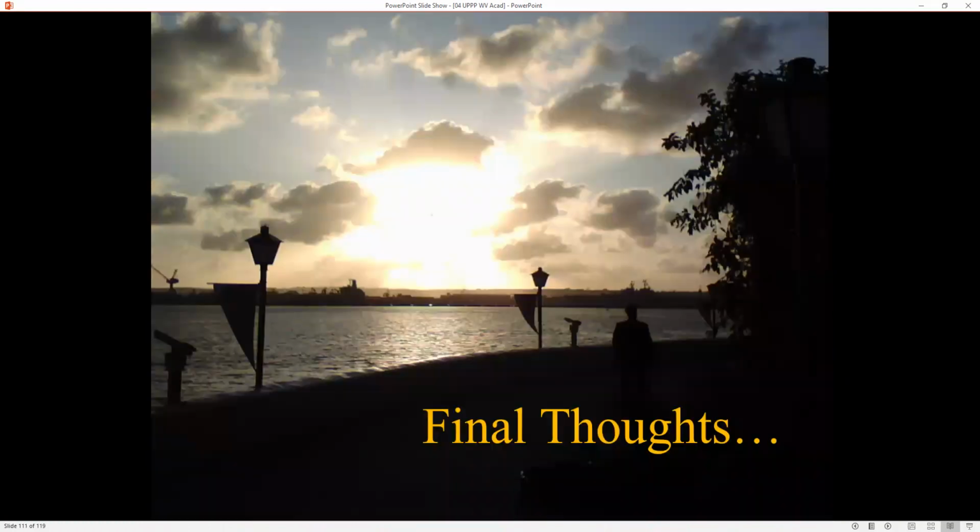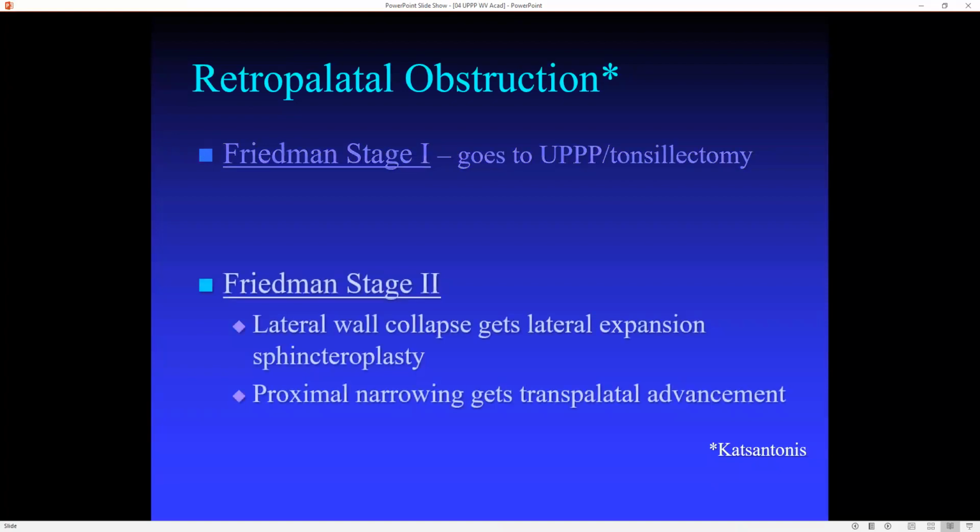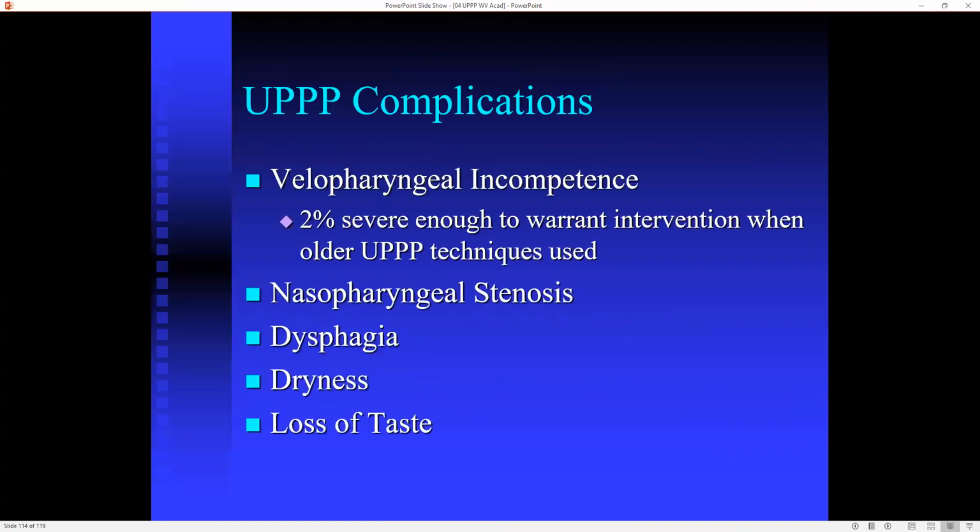So final thoughts. Friedman stage 1 goes to UPPP and tonsillectomy. Friedman stage 2 can get lateral expansion, sphincteroplasty or pharyngoplasty. Proximal narrowing gets transpalatal advancement. It's Katzentonis said that. I thought it was great the way he presented it.